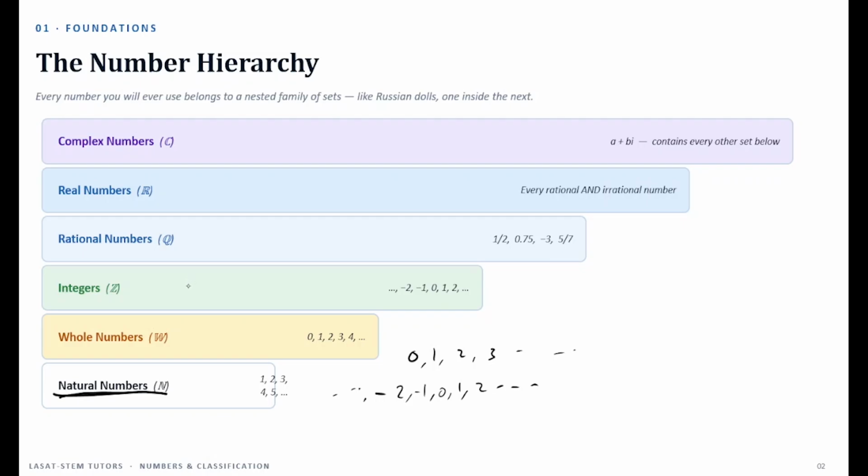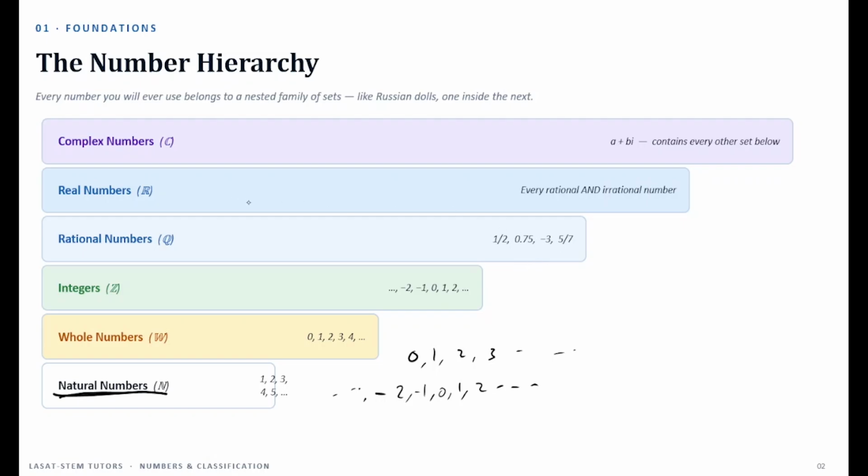Rational numbers, to put in plain terms, are numbers that can be expressed as a fraction. So you see 1 over 2 can be expressed as a fraction. You can find the answer to this fraction. Then we have 0.75. This can also be represented as a fraction: 75 over 100. And we can get a finite answer for it.